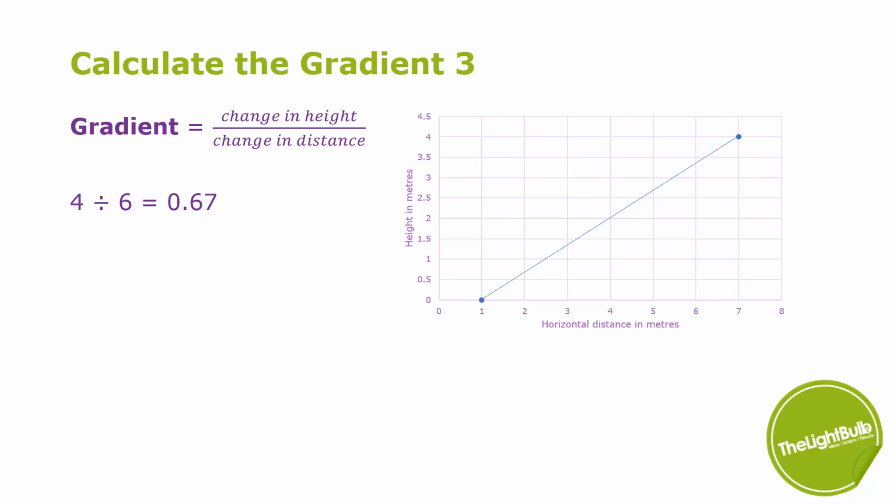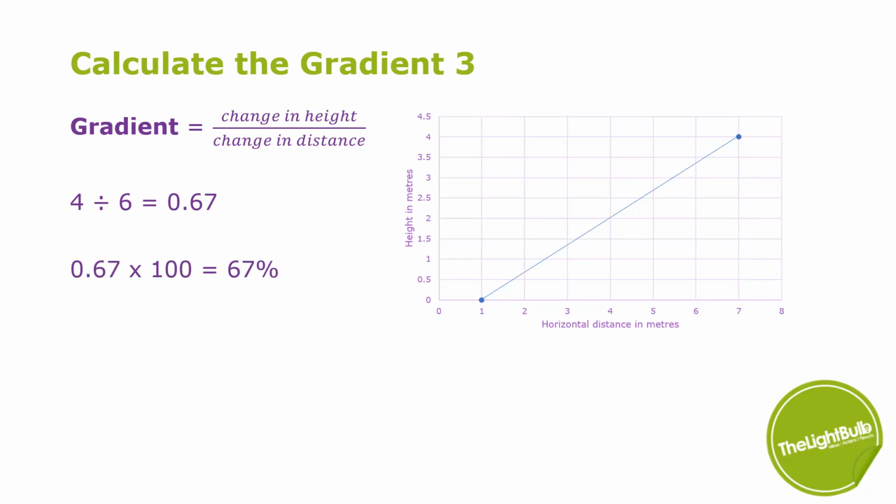And then if you've done your fractions equivalences work, you will know that as a decimal that's 0.66666. So we can round that then to 0.67. But when we times that by 100, we end up with 67%.